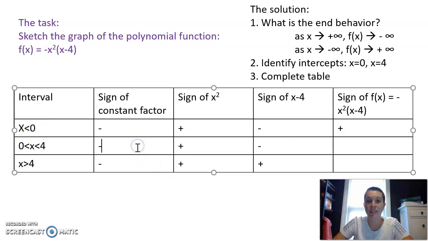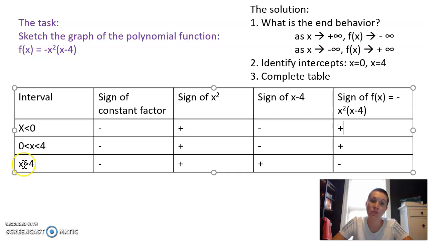We'll do this for our next interval. Negative times positive is negative. Negative times negative is positive. So the sign of our function for 0 to 4 is also positive. Finally, for all values greater than 4, negative times positive is negative. This means that from negative infinity all the way to 4, we're going to be above the x-axis.